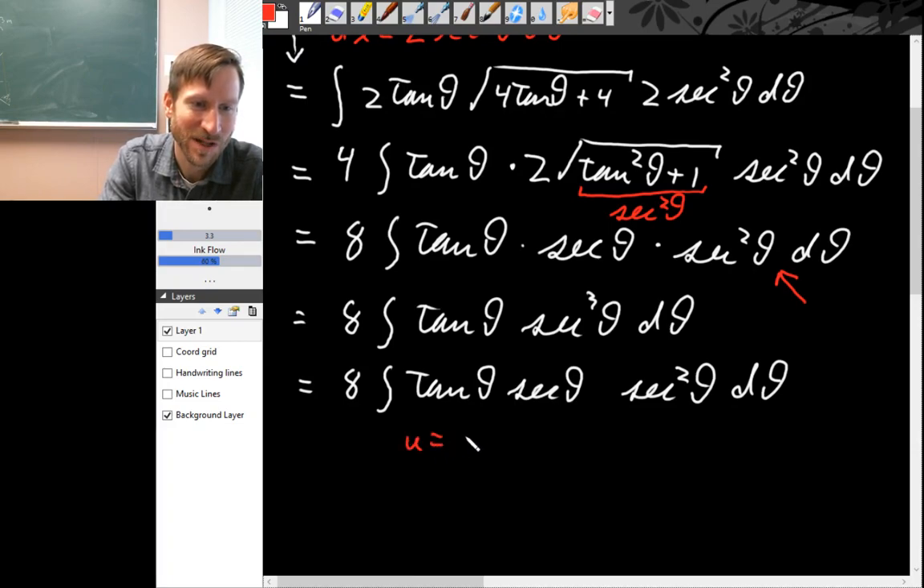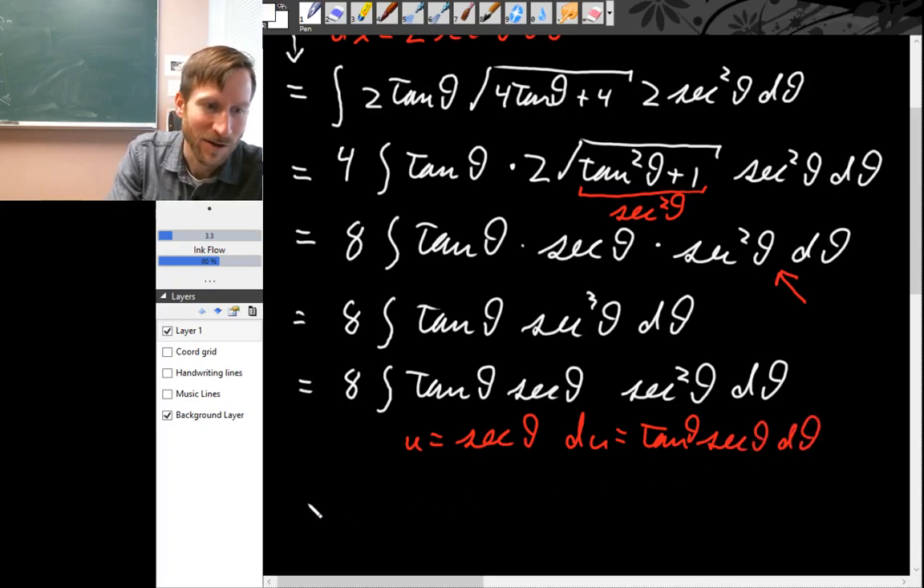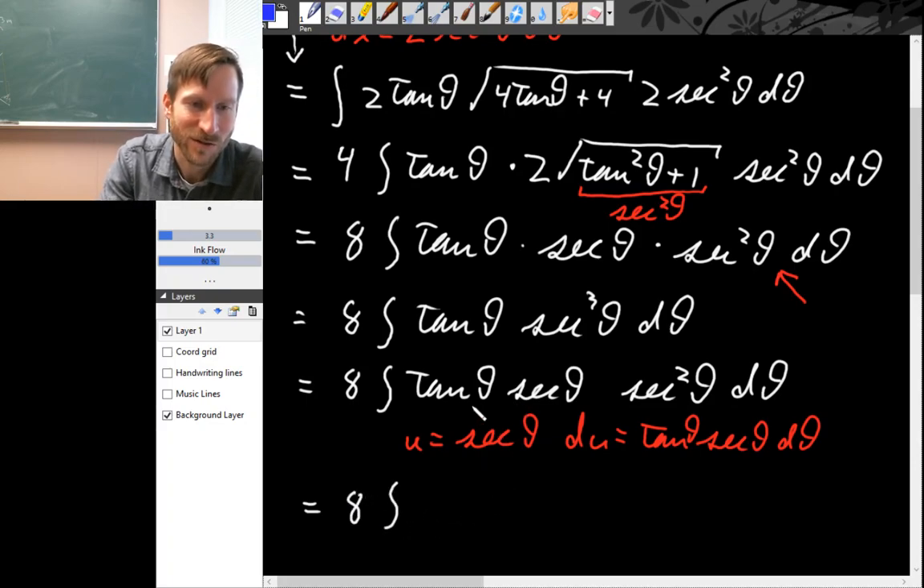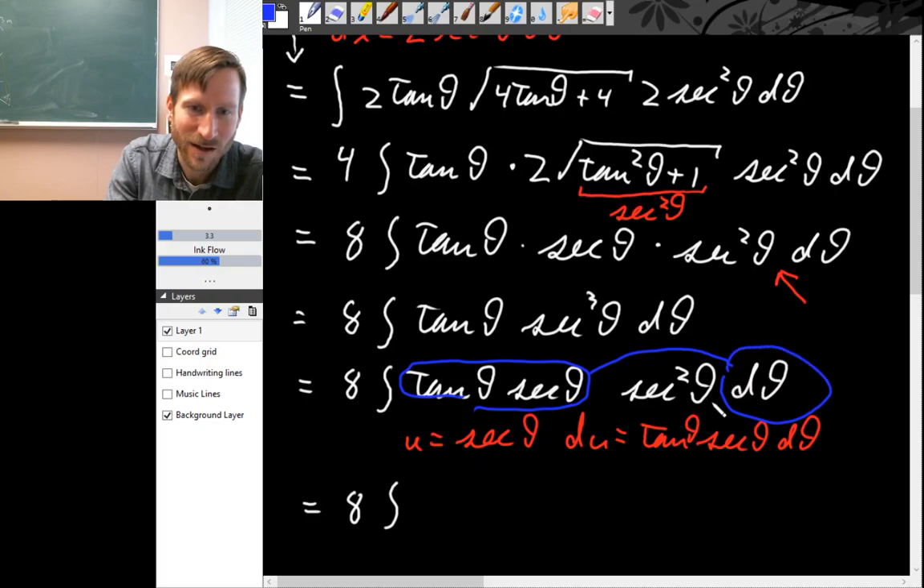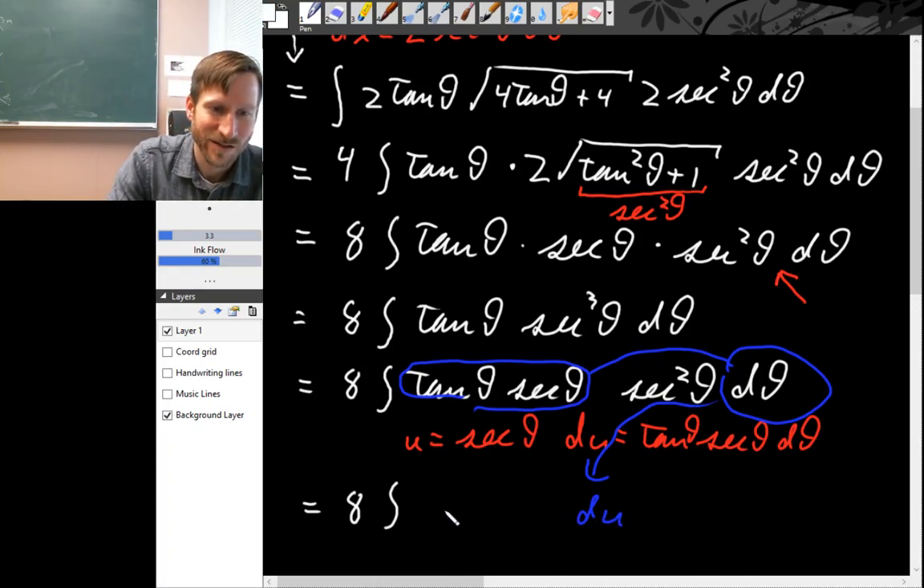If we let u be secant theta, then du is tangent theta secant theta d theta. And now we can rewrite this integral. This is 8 times the integral of, so tangent theta secant theta together with d theta make du. And then secant squared is u squared. Oops, this should be du.